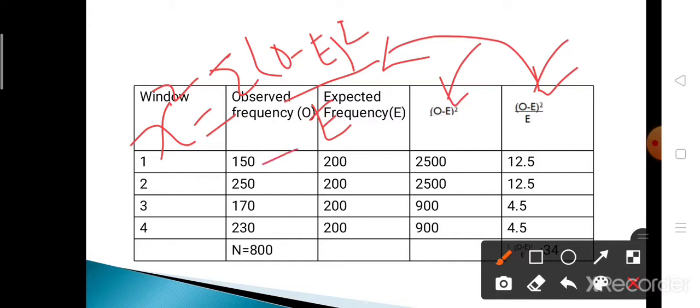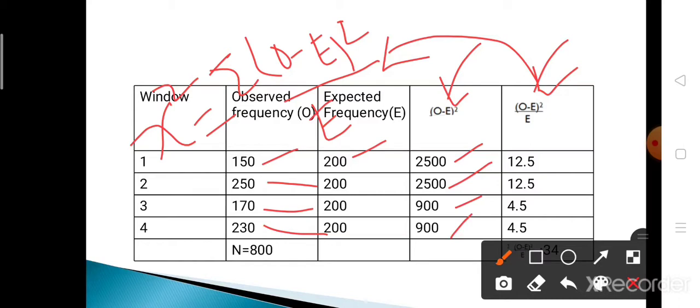First the (O minus E) square column. The first value of O is 150 and E is 200. So 150 minus 200, that is minus 50, and its square is 2500. Then 250 minus 200, that is 50, and its square is 2500. Then 170 minus 200, that is minus 30, its square is 900. 230 minus 200, that is 30. 30 square is 900.